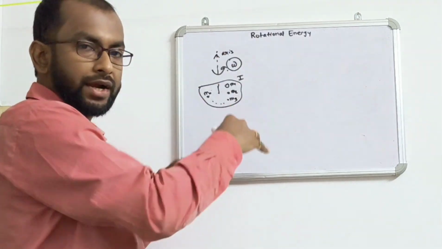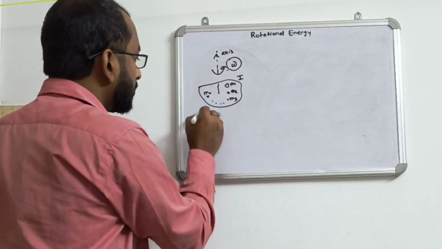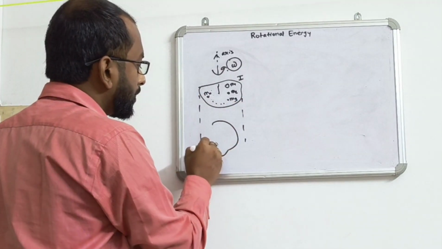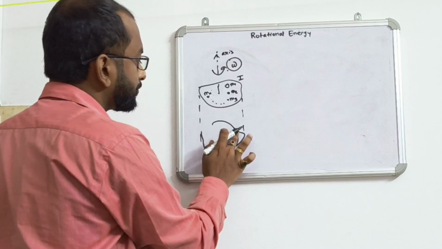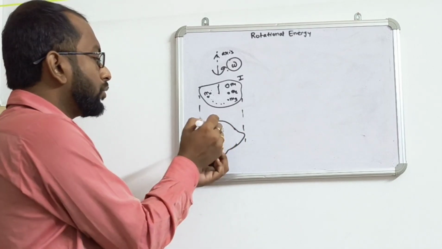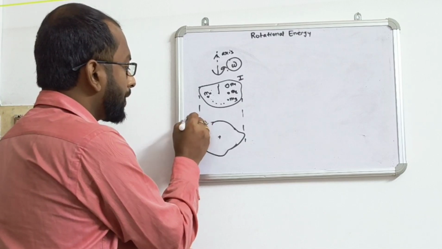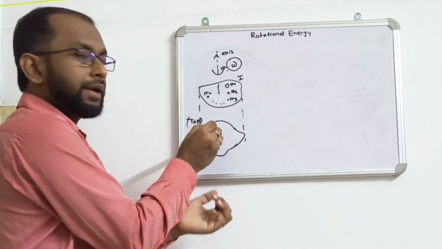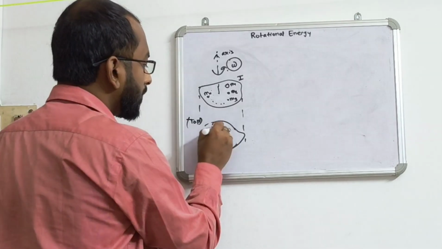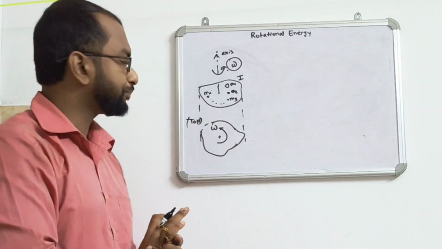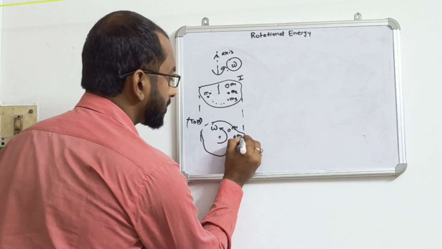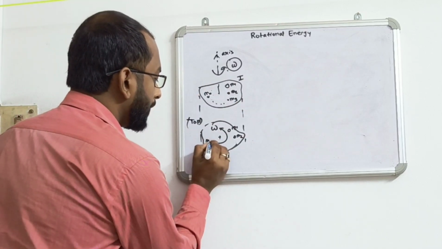Now let's look at this body from the top. So let us draw a top view of this body. Suppose like this, and this is the axis, which in the top view is perpendicular to the plane, and it is rotating like this. This is the top view. Let's say the small masses are kept m1, m2 till mn.